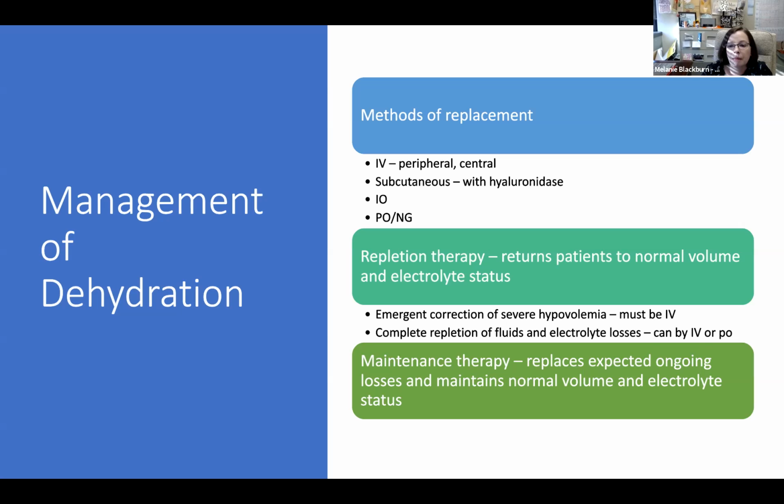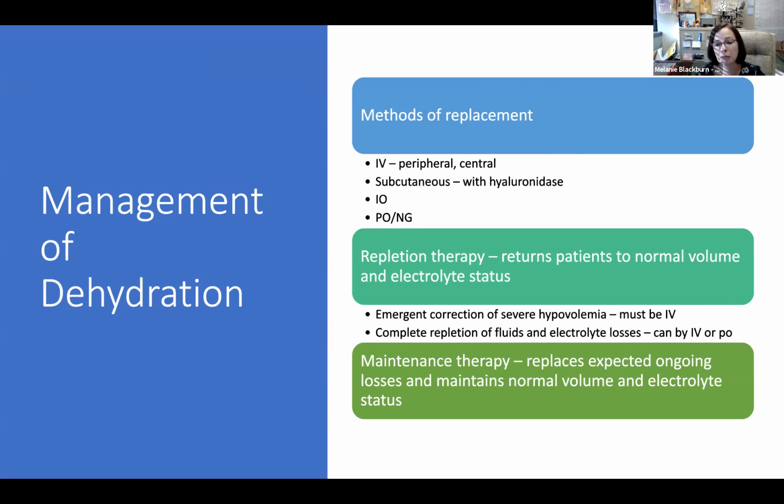So the first type of therapy that we're going to talk about is repletion. So this is, you guys know this. This is the type of therapy that's going to restore the patients to their normal volume and normal electrolyte status. So the first part of this is emergent correction. So this is using your IV fluids and boluses. This has to be IV if it's emergent correction, and this is to restore their perfusion.